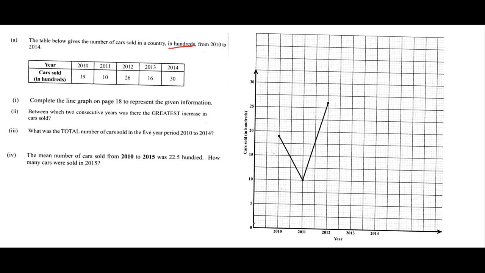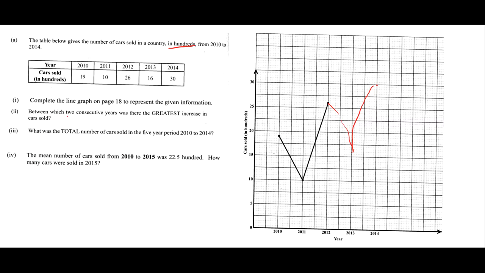If you look at it, every 2 lines represents 1 unit. They've plotted 2010, 2011 and 2012. In the case of 2013 we have to plot 16, so this is 2013 here, and 16 would be this point right here. And 2014 goes up to 30, so that'll be this point up here. I'm just sketching here, but you would use a ruler to draw. Right, so that's it for the first part.